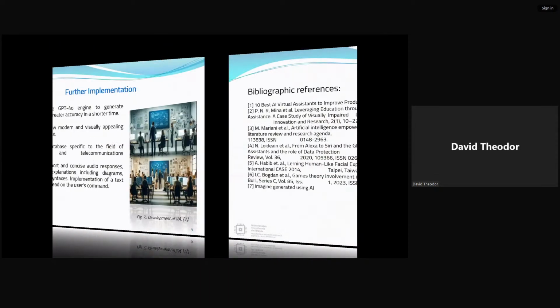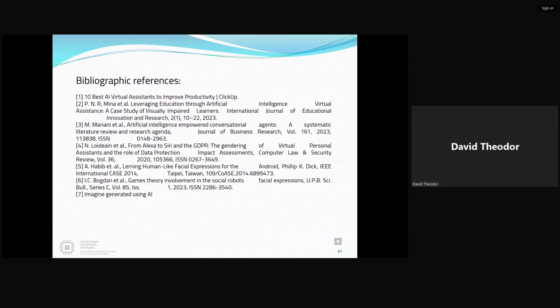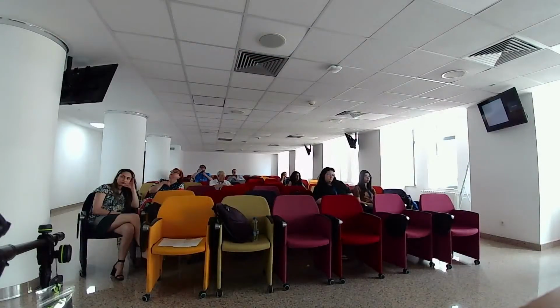And lastly, these are the bibliographic references that we have included and that we had used when we created our project and when we discussed this whole article. And that will be our project and the state that we are currently in right now.